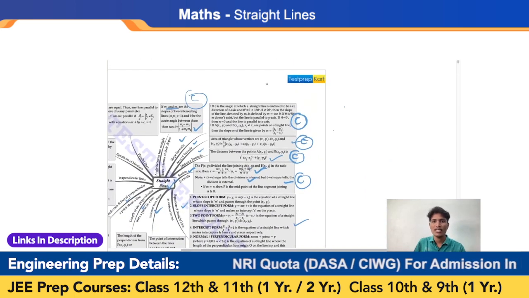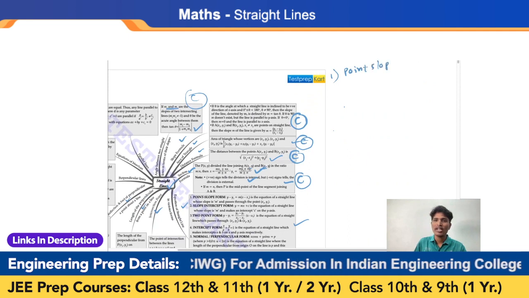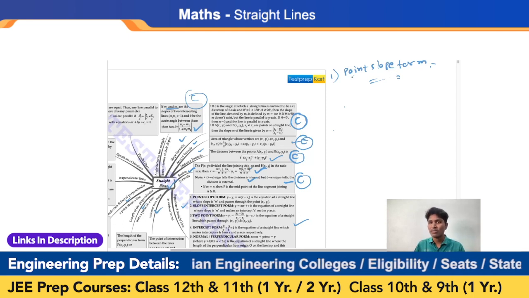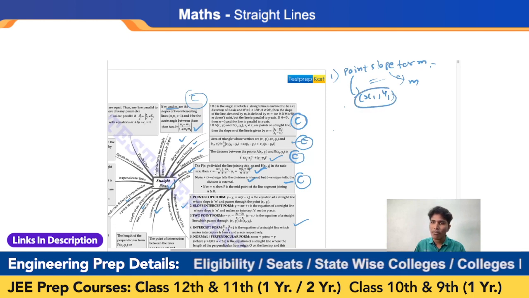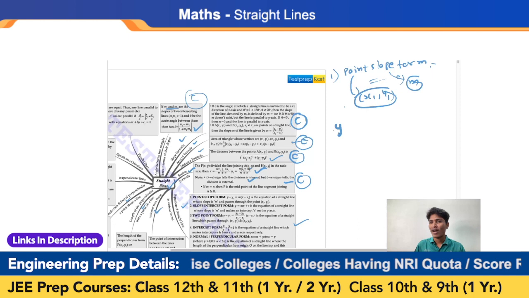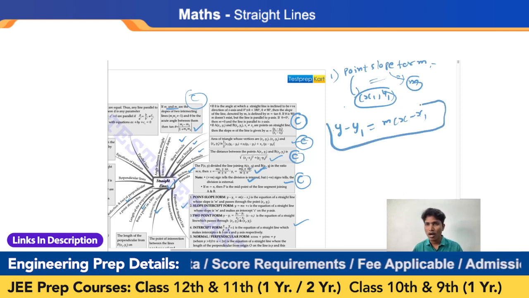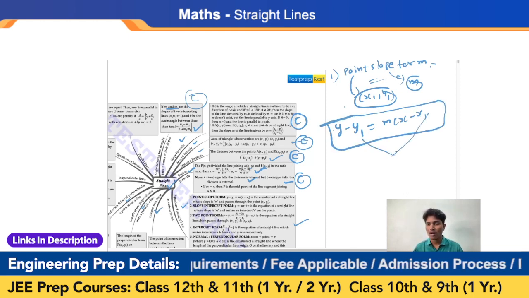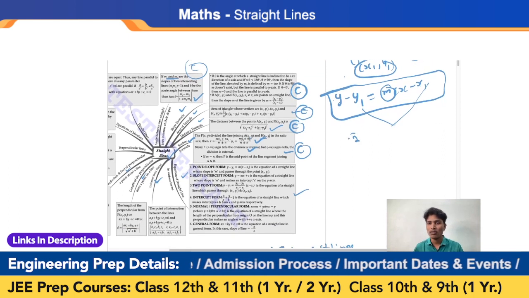The first form is point slope form. What is point slope form? The point is x1 comma y1 and the slope is m. By using the point and the slope, can we find the line? Yes. I write y minus y1 is equal to m into x minus x1. This is the format to write the line in point slope form. Here x1 and y1 are the point and m is the slope. So here you can get the answer. Suppose the slope is 2 and the point is 1 comma 2.